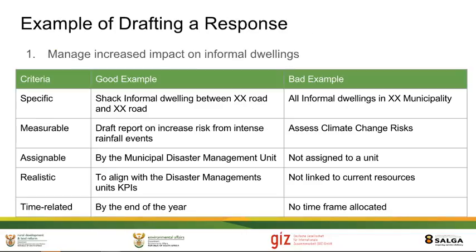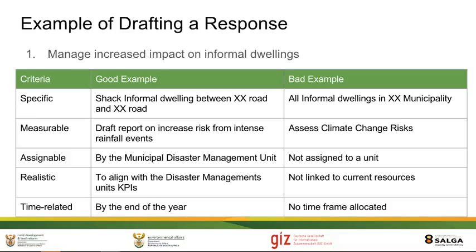To help you when you're considering these points, this table looks at a draft climate change response, which was developed in response to climate change impacts on vulnerable informal dwellings or settlements. The example looks at both good and bad examples so that you can get a better understanding of how you can effectively consider and apply the SMART principles approach. The response is to manage increased impacts on informal dwellings.